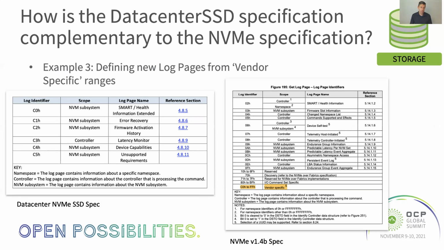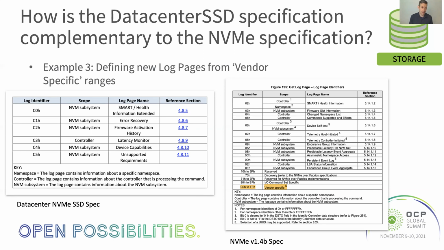Now, the really interesting thing that the data center SSD spec did was define some new log pages and new features that leverage the vendor-specific ranges. So if you go into the NVMe spec, and we're showing that on the right, and I've highlighted in yellow, there's a particular range of log page identifiers which is vendor-specific. And different vendors have used those for a lot of different things, for performance metrics and health monitoring that they want to keep track of, part of the value add for their product. The data center SSD specification is leveraging that range of log page IDs for things that are of interest to folks using SSDs in data centers.